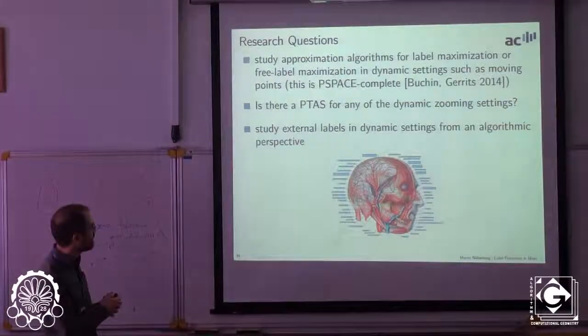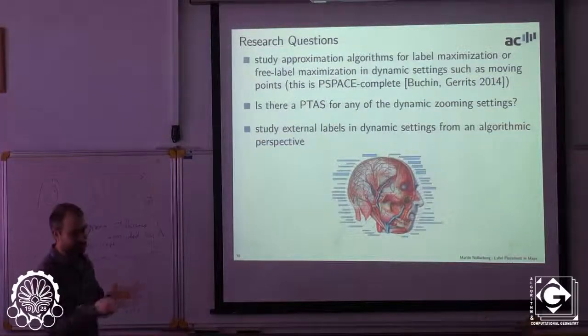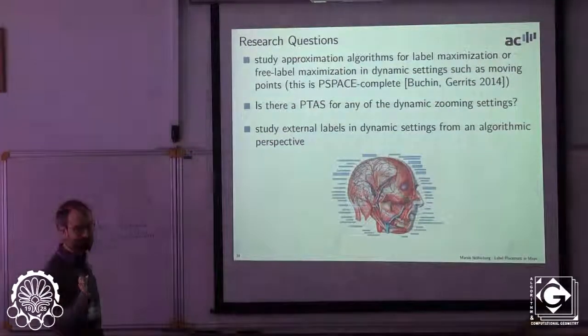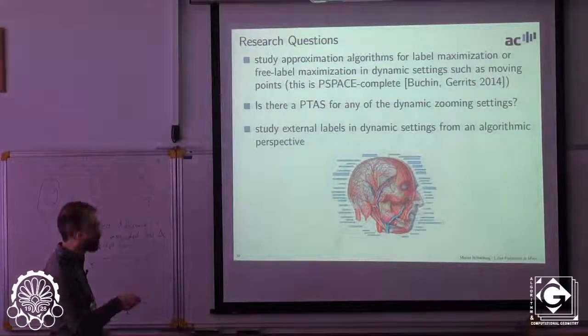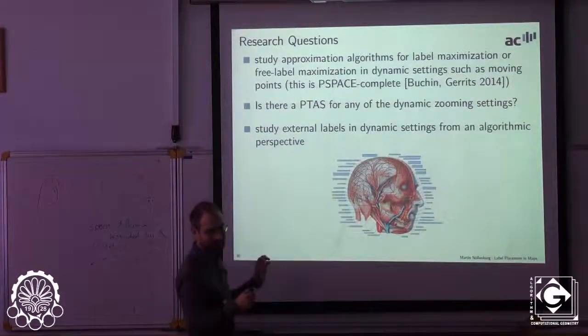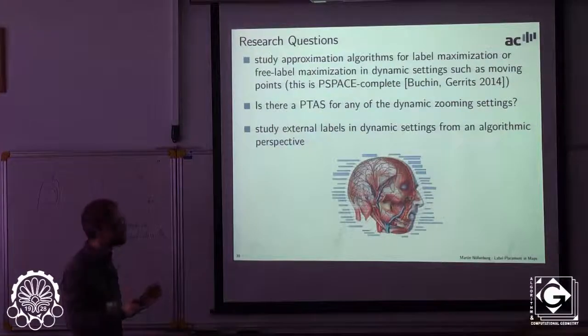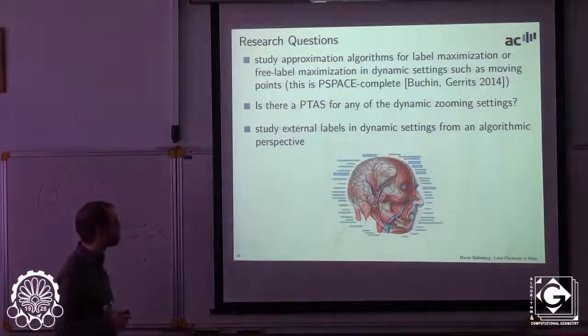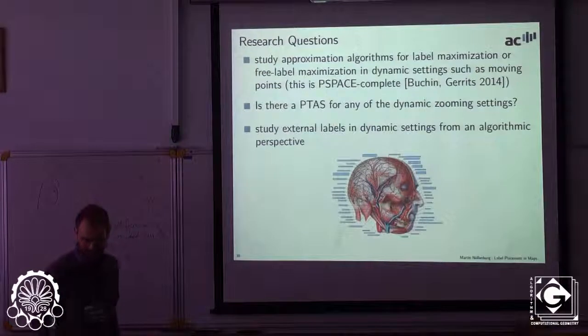And then Kevin's paper showed that this is PSPACE-complete, but it's unknown what kind of approximation results you can get. And then what is also a very different type of labeling problem is using external labels. So those who attended ICCG have seen my talk there where we discussed static labelings of that type, with labels that are far away from the points but connected with a leader line. And doing that from an algorithmic point of view for dynamic settings is also not explored. So that would be something. Okay, thank you.